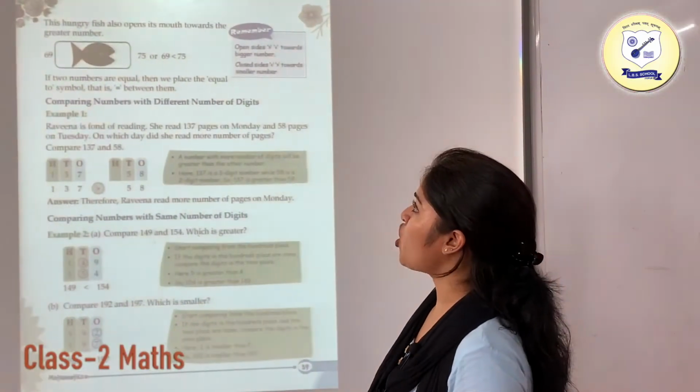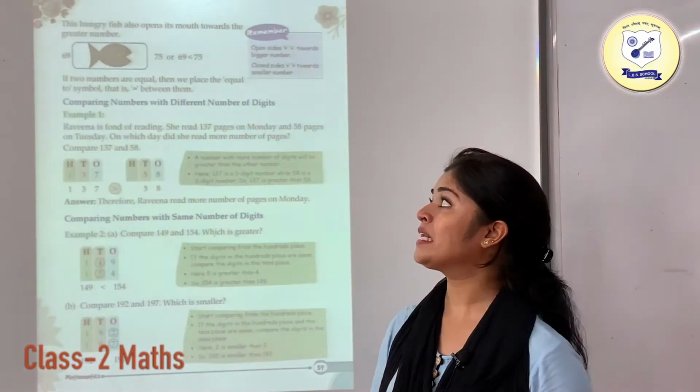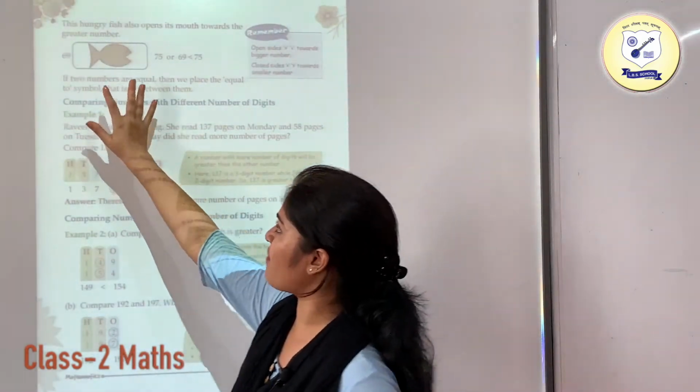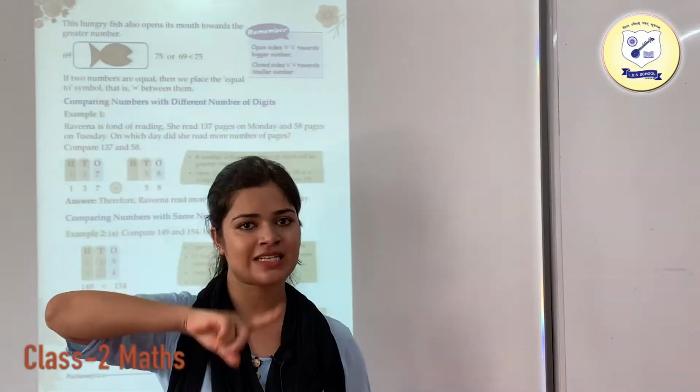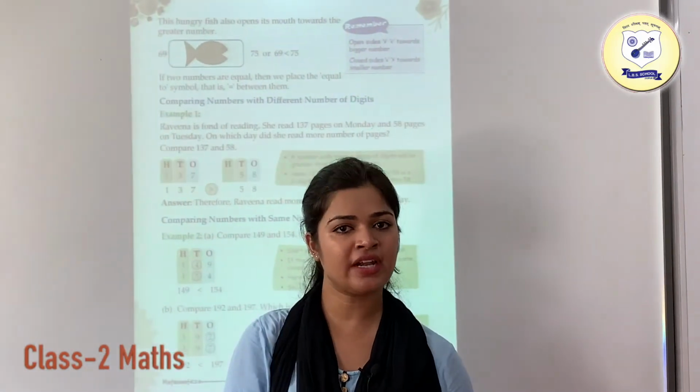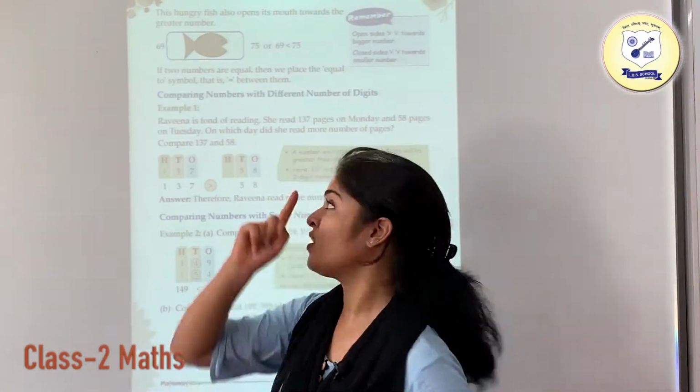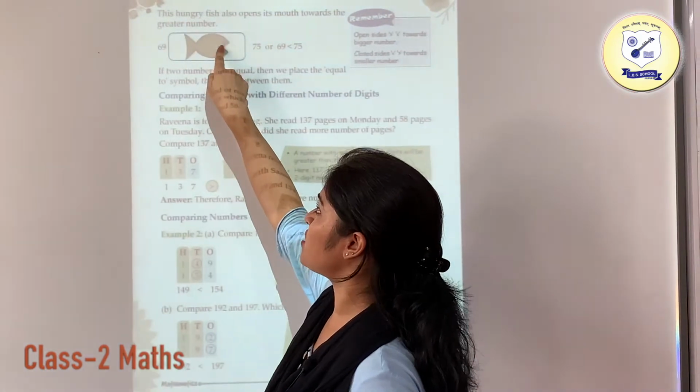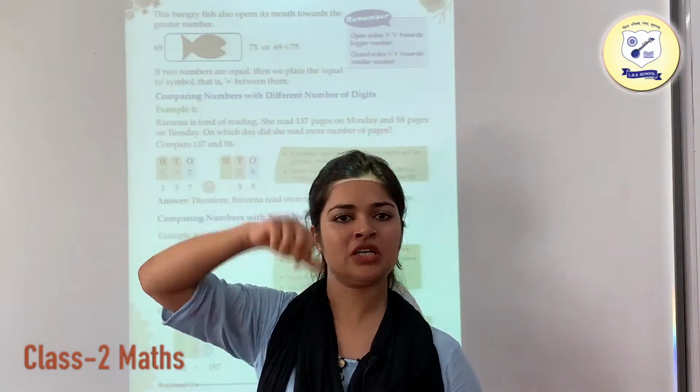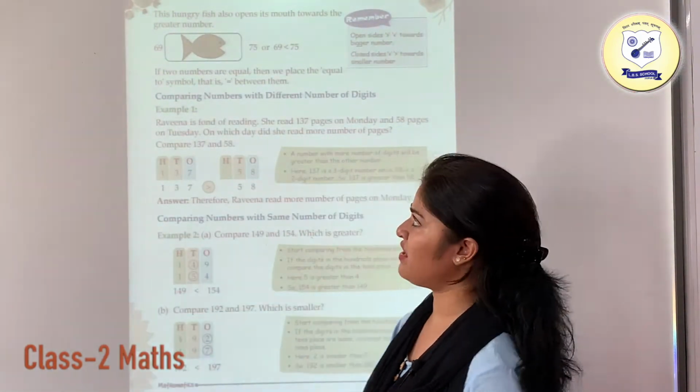This hungry fish also opens its mouth toward the greater number. As you can see, we have 69 and 75. Among 69 and 75, which one is the greater number? It is 75. So what you are going to do is keep your mouth open towards the larger number, which is 75.